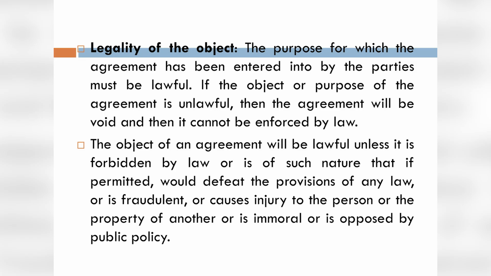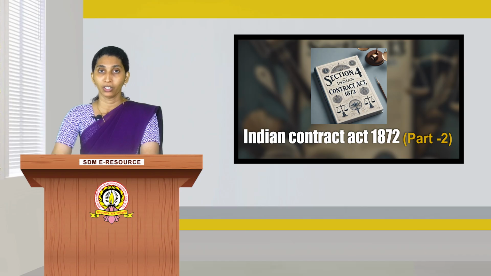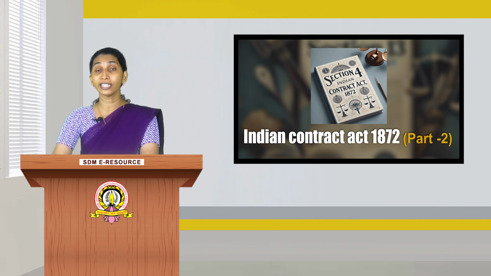The purpose for which the agreement has been entered into by the parties must be lawful or legal. If the object or purpose of the agreement is unlawful, then the agreement will be void and cannot be enforceable by law. The object of an agreement will be lawful unless it is forbidden by law, or it is of such a nature that it would defeat the provisions of any law, or it is fraudulent, or causes any injury to the person or property, or is immoral, or is opposed to public policy.